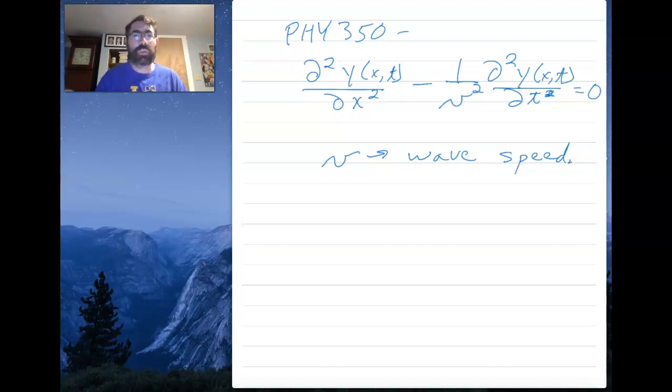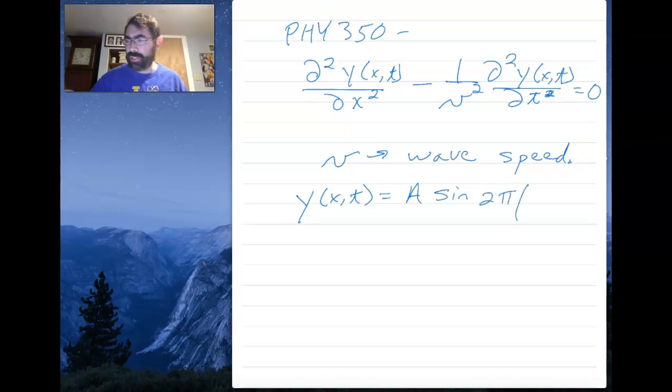Because if you take a second order derivative, it returns the function, basically the same function, which is the sine or cosine. Actually, it returns the negative of that function in order to cancel on both sides. But anyway, the general solution to this equation is some amplitude times the sine of 2 pi times the position over the wavelength minus the time over the period.